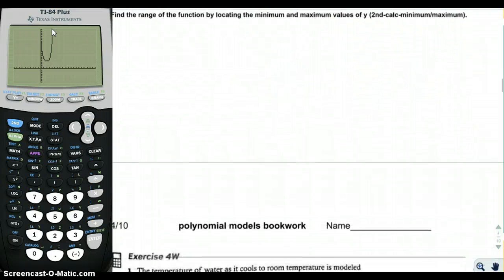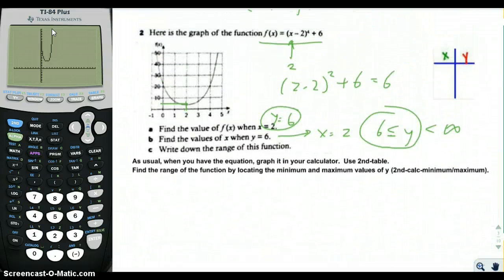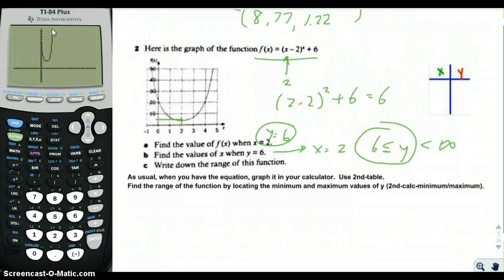Okay. Okay, and that was it for page 3. Now you're ready for the quiz.